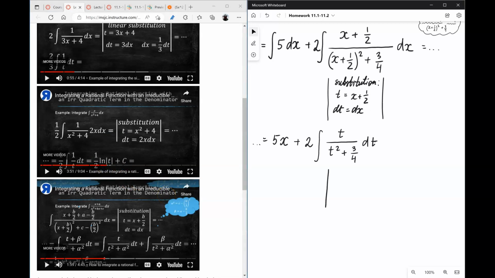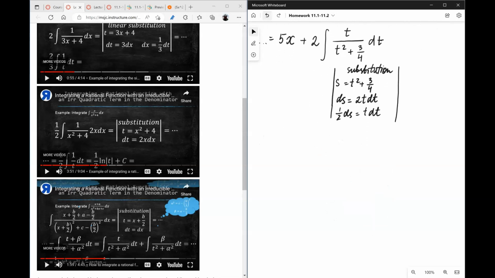The second substitution that we're going to do to handle this integral is we're going to set the new variable, let's say s, to be equal to t squared plus 3/4. So that ds will be equal to 2t dt, and half of ds will be t dt, which will take care of this part of the pattern.